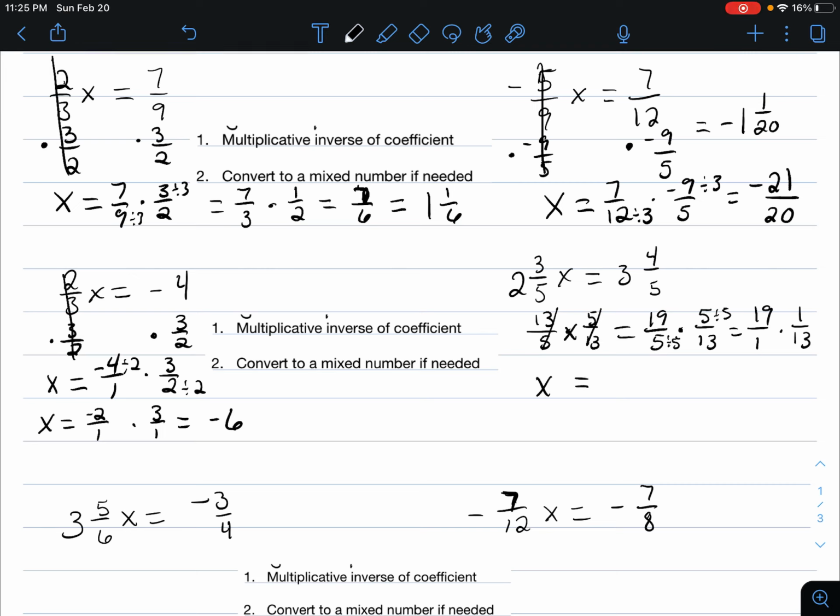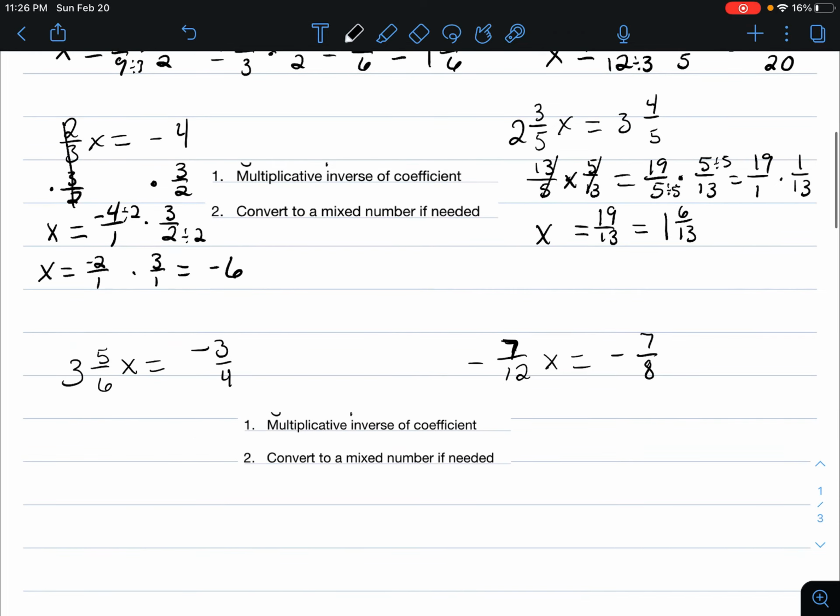That tells us that x is going to be equal to 19/13. It is an improper fraction, so we convert it into a mixed number. 13 can go into 19 once. The remainder here would be 6, because 19 minus 13 is 6. Denominator stays the same.